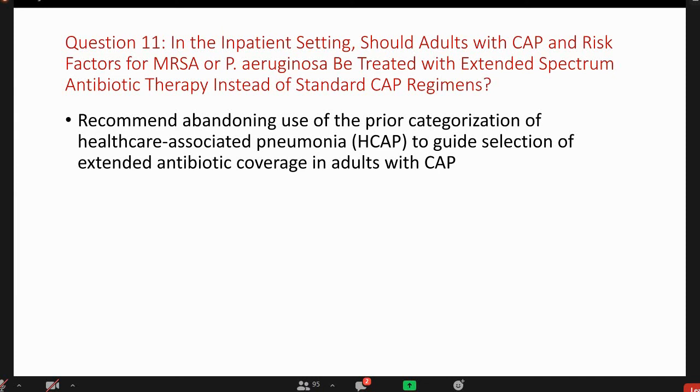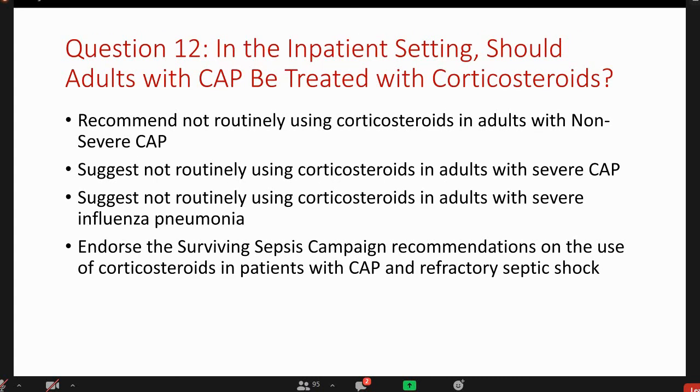Now another question: the patient has been hospitalized. Should adults with CAP be treated with steroids? So should pneumonia with antimicrobial therapy as an inpatient, steroids should be added? Not routinely done in adults for non-severe. The only thing when we can add steroids in adults is with severe CAP. So if the person is having severe community acquired pneumonia, yes, you may use corticosteroids along with the antimicrobials.